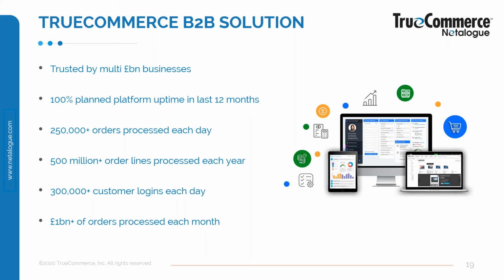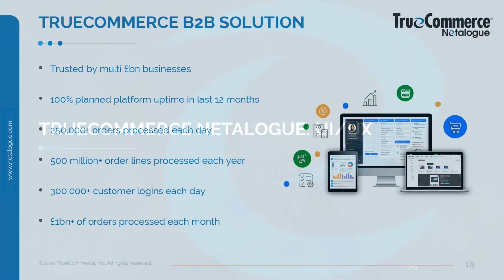We are working with multi-billion-pound businesses, as I said, 100% planned uptime in the last 12 months. Over 250,000 orders processed a day, 500 million order lines processed a year, 300,000 customer logins each day, and 1 billion of orders processed each month. So there's a huge amount of volume passing through the solution. So if you're looking for a safe pair of hands, if your orders are absolutely critical and there's a time constraint or strict rules around when you need to receive the orders and making sure they receive your orders for your business to stay afloat, then we're absolutely here to help and deliver that for you.